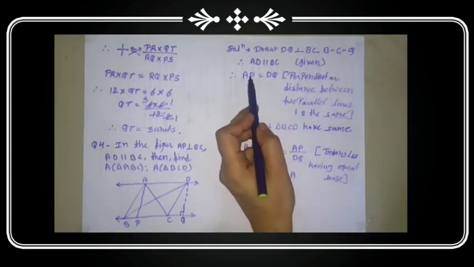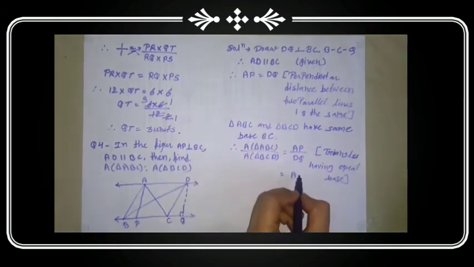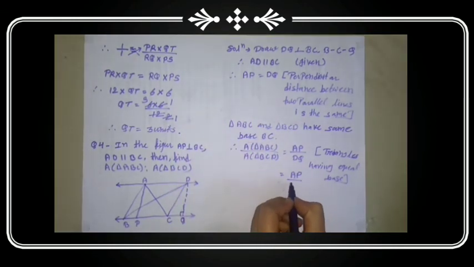We know that AP equals DQ, therefore AP divided by AP, AP cancels, equals 1 is to 1. Area of triangle ABC to area of triangle BCD equals 1 is to 1.